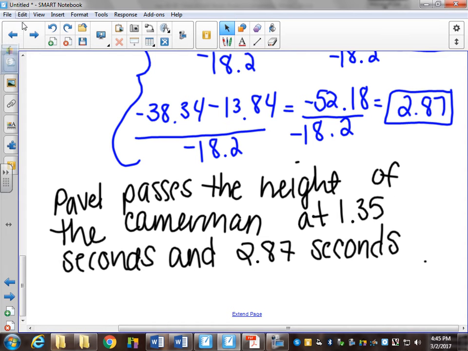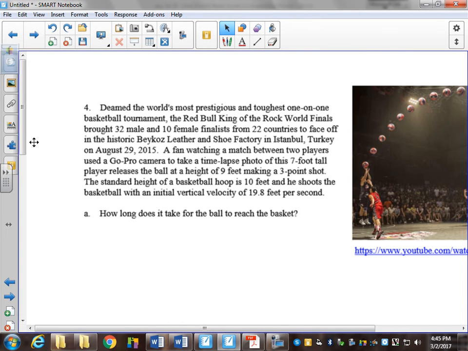Okay. Flip to number 4. Okay, so again, after you read through it, automatically we know this is going to be a velocity problem because it literally says the word velocity, vertical velocity of 19.8 feet. This basketball player releases the ball at a height of 9 feet, and we are trying to see how long it takes the ball to reach the basket, which is at 10 feet.